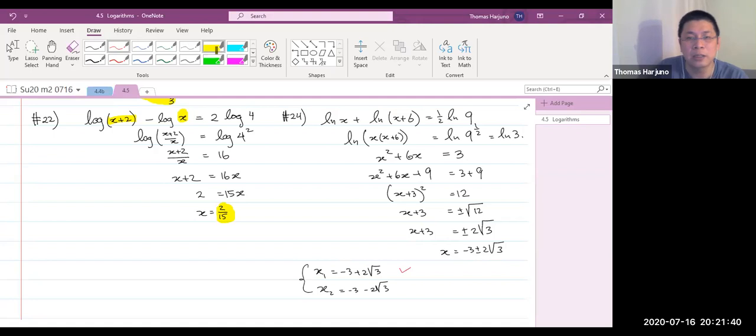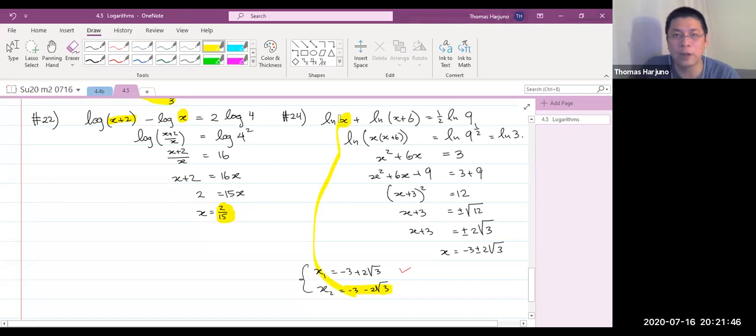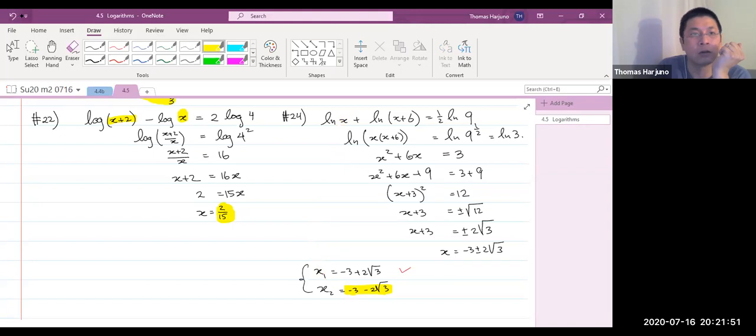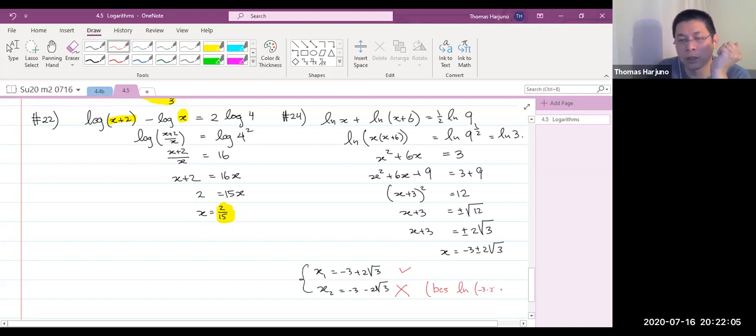However, when I plug in this one, this is negative here, such that when I plug it in here, it becomes log of a negative argument. So we have to reject that right away. Let me tell you the explanation. Natural log of negative 3 minus 2 square root of 3 is undefined. Basically the argument is negative, so you cross that out.